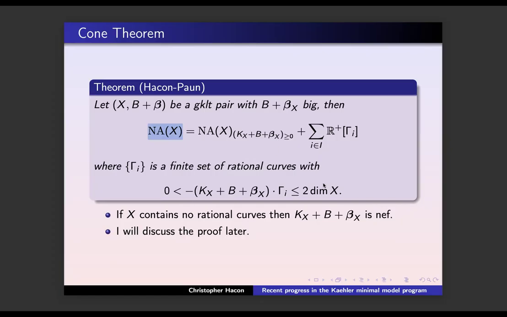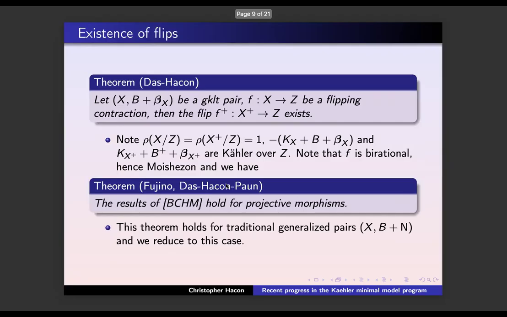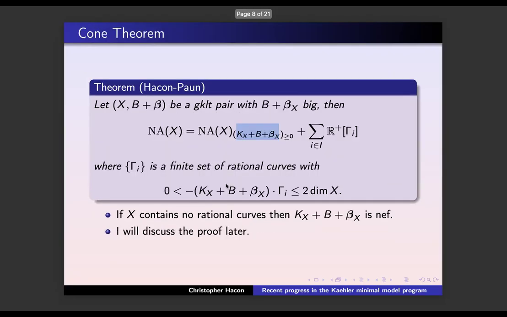Okay, and so the nice thing here is now we can say that if the class Kx plus B plus beta X is not nef, then there is a negative extreme ray, one of these gamma i's, and we can hope to contract that ray, produce our flip or divisorial contraction, and start the corresponding minimal model program. I'll discuss the proof of this result later, before I discuss the various other ingredients. But this holds unconditionally. Any questions about the statement, though?